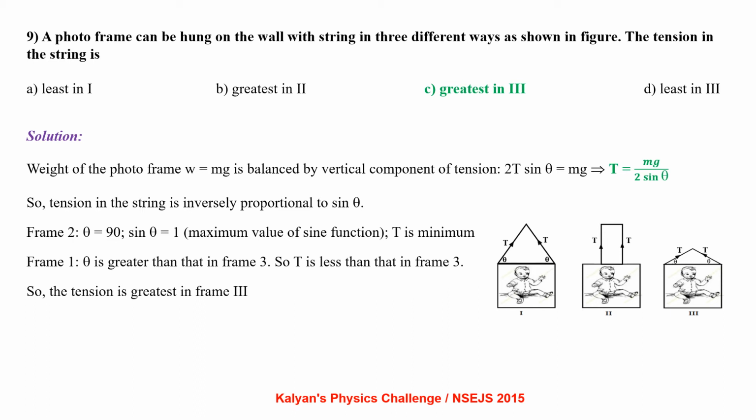In the case of frame 2, where theta is 90, sin theta equal to 1, the maximum value of the sine function. So T is a minimum. For frame 1, theta is greater than that in frame 3. So T is less than that in frame 3. So the tension is greatest in frame 3.